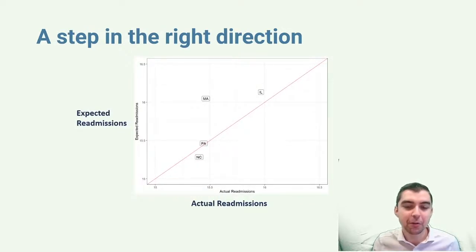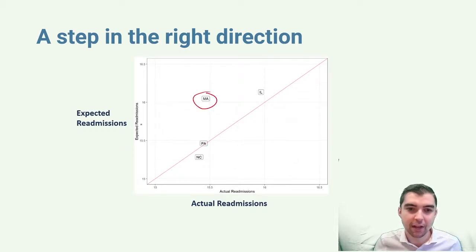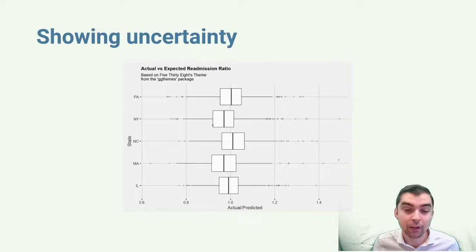A better alternative would just be to look at a dot plot. Here you could see that Massachusetts has higher expected than actual, meaning that it's an overestimate. North Carolina has lower expected than actual, which is an underestimate. Pennsylvania has perfect estimate almost. You can also show uncertainty in your graphs.